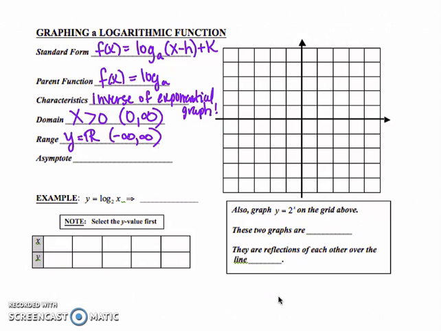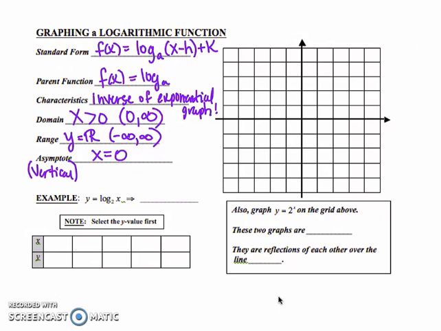They flip-flop. For exponential functions, our domain was all reals. Now for logarithmic, our range is all reals, right? It's that inverse relationship there. And for exponential functions, we had a horizontal asymptote at y equals 0. For logarithmic functions, we are going to have a vertical asymptote at x equals 0.